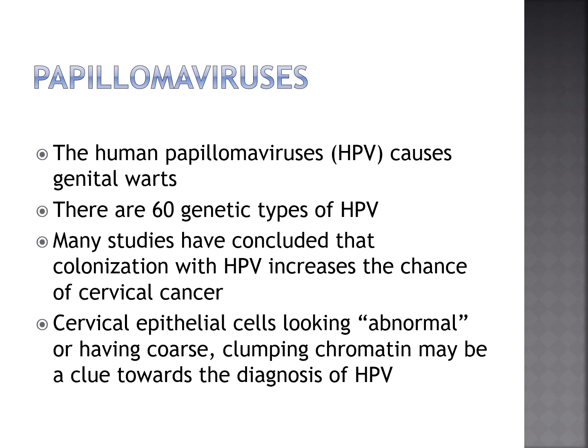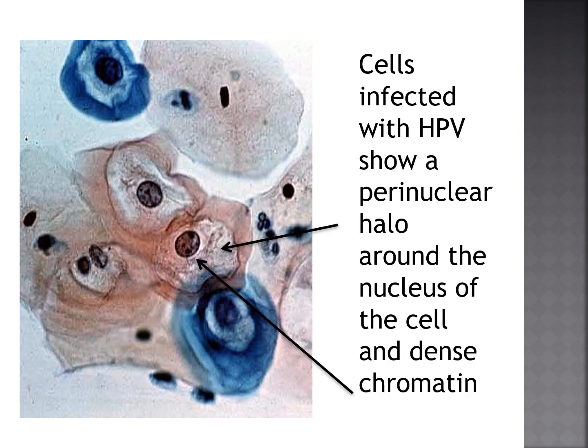Cervical epithelial cells that look abnormal or have a coarse clumping chromatin may be a clue that our patient has HPV. Let's take a look at that dense, chunky chromatin and perinuclear halo in the next slide. So cells infected with HPV show a perinuclear halo around the nucleus of the cell and dense chromatin. There is no permanent cure for human papillomavirus, but some treatments would be cryotherapy, laser surgery, or alpha interferon injections.